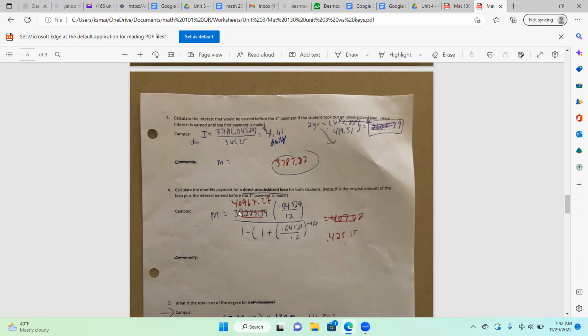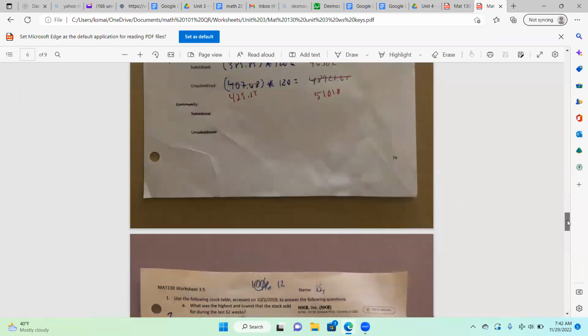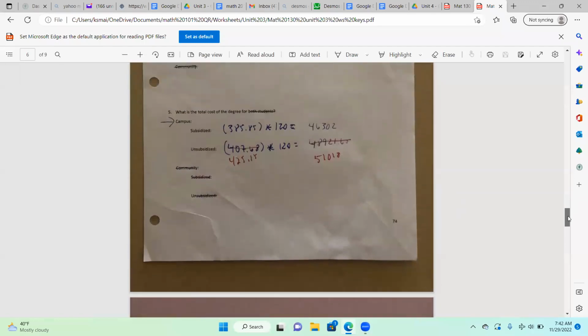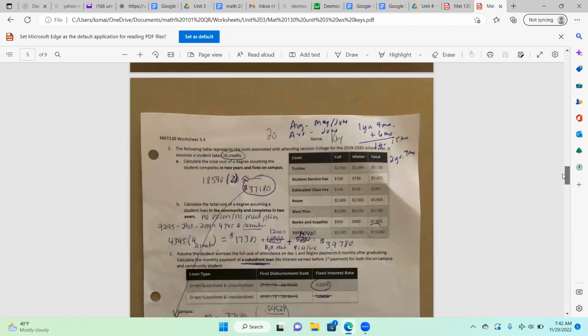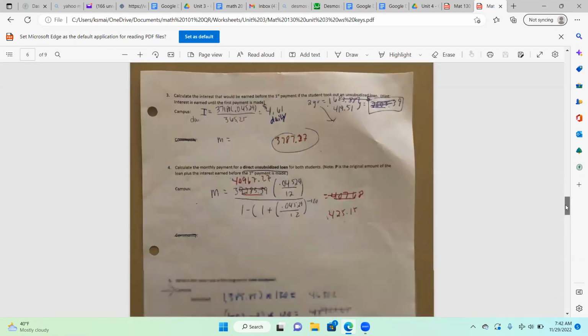And then 4 says calculate the monthly payment for a direct unsubsidized loan. So one that was getting interest. We took the $37,180 and added in the interest, and that's what you were borrowing here at $40,967. So the key is to remember, I'm going to be assessing you over just your understanding of the difference between subsidized and unsubsidized, not having to work through one of these big problems.